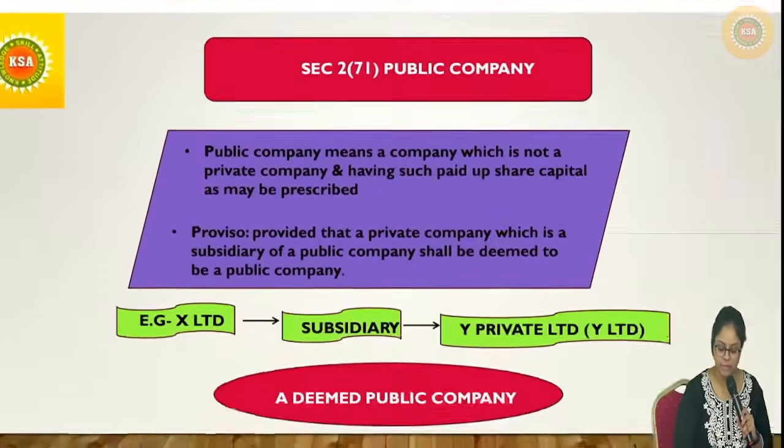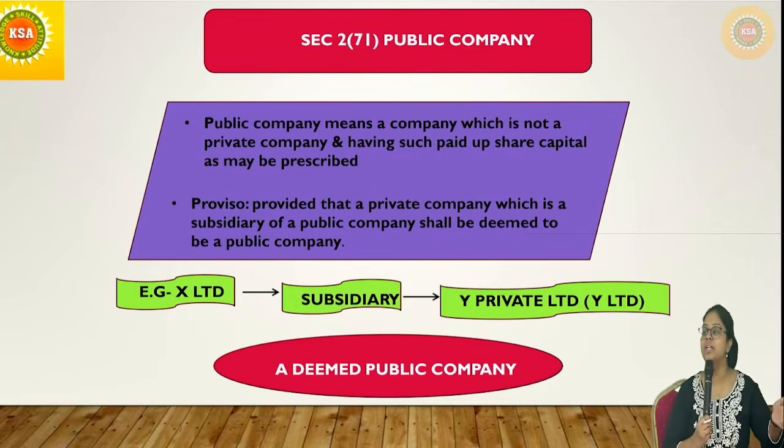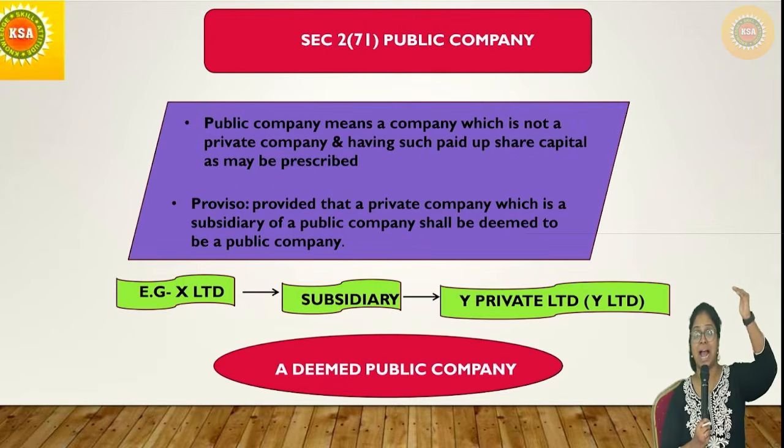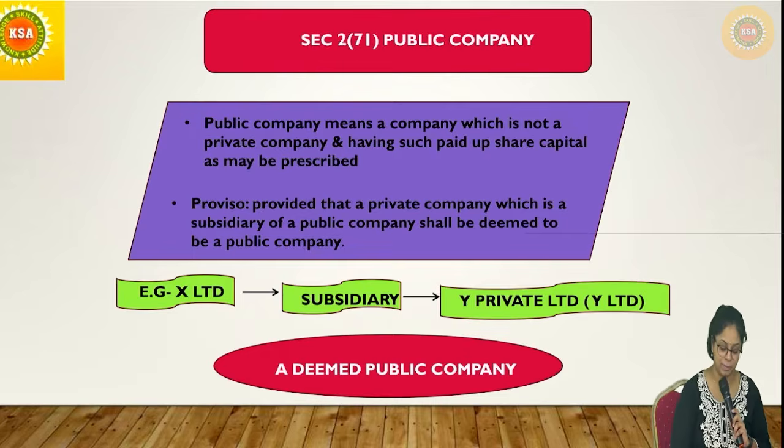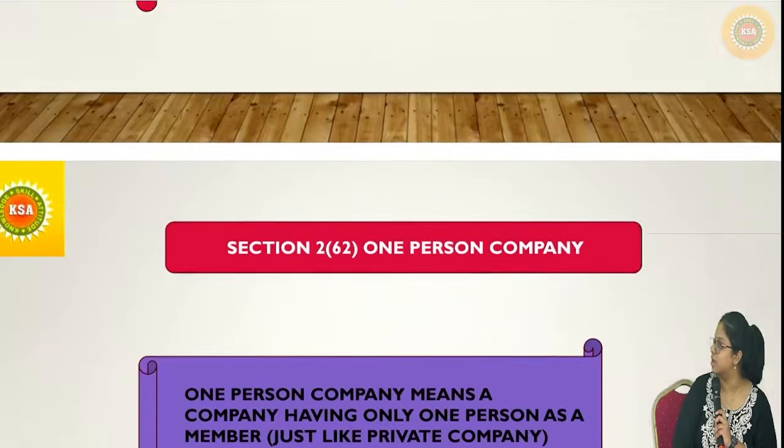Next we saw the definition of a public company. A public company is a company which is not a private company. Not a very important definition, but the proviso is important. If a public company has a subsidiary which is a private company, then the private company is a deemed public company, right? So this proviso is only important in this particular definition.